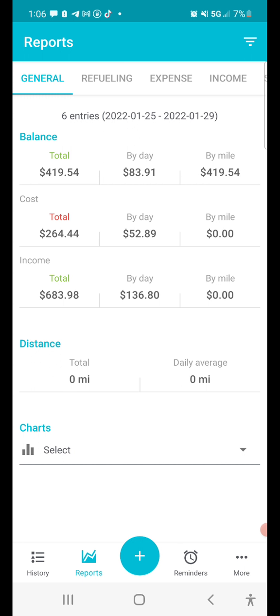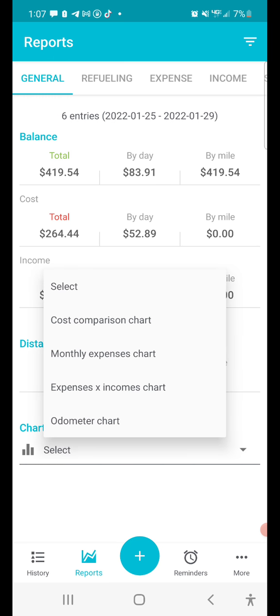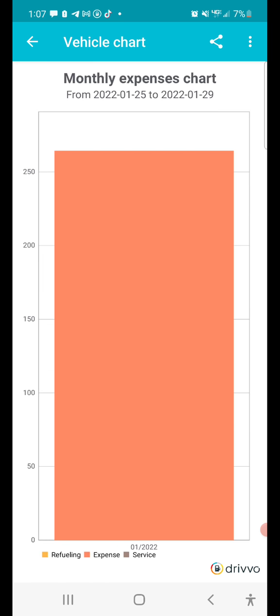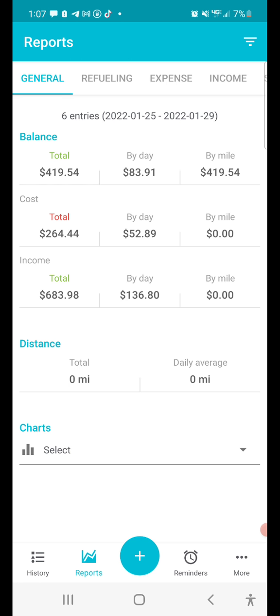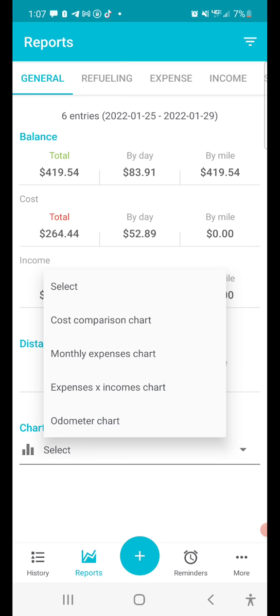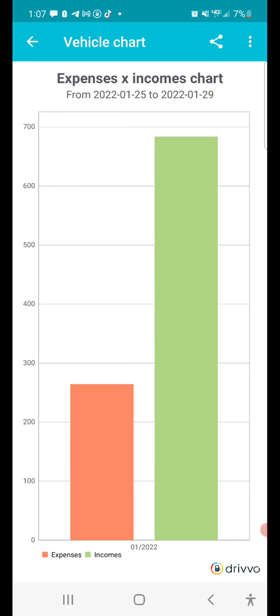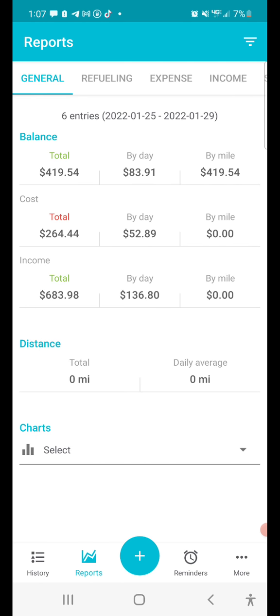And then what it does is it shows us the reports so we can see how much money's come in by day, by miles, what the cost has been by day, by mile, and then the distance. We haven't put the miles in so it doesn't show, but it'll show the monthly expense chart, where they're coming from. Is it refueling? Is it service? Is it whatever? And then we can look at expenses versus income. So we're obviously profitable.